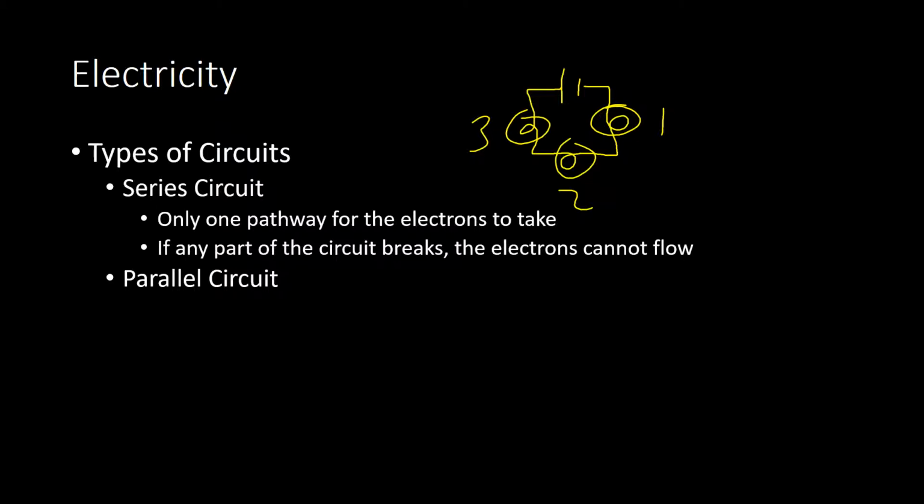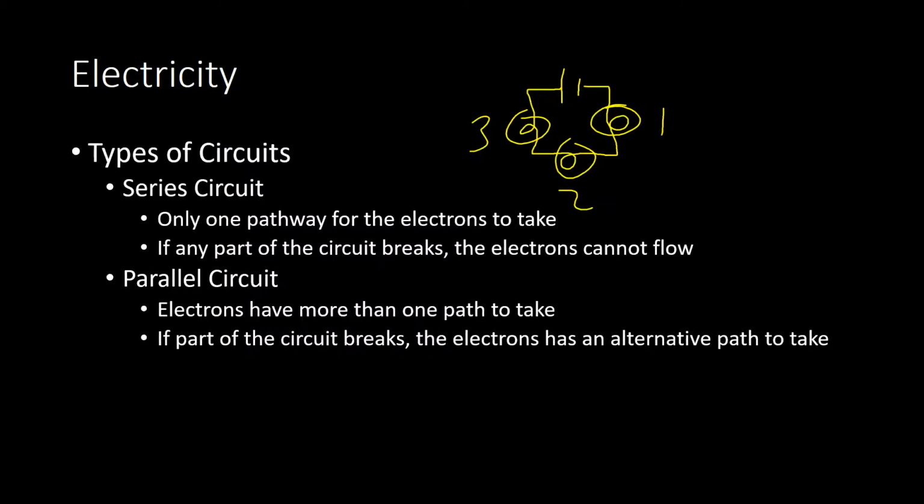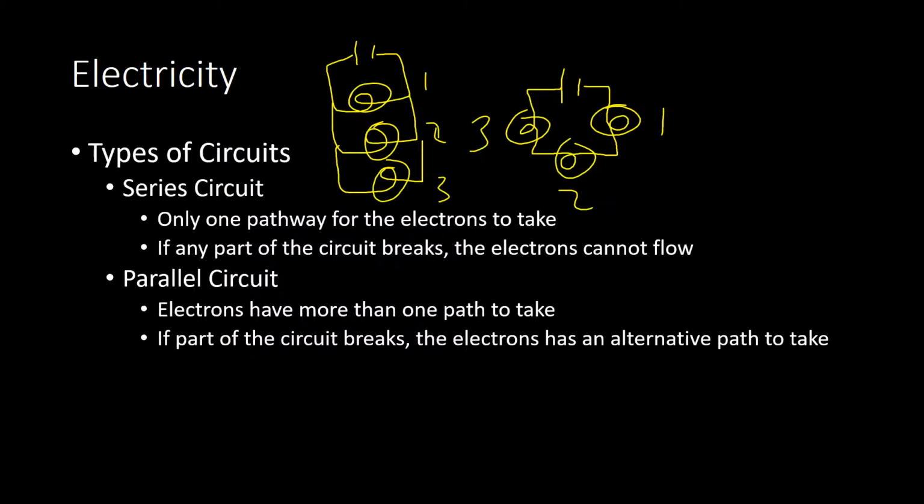Okay, the second type of circuit is a parallel circuit. In a parallel circuit, the electrons have more than one path that they can take. And so if one part of the circuit breaks, the rest of the circuit can still function fine. So if we look at a parallel circuit, okay, we oftentimes will draw this as a series of parallel lines because it kind of makes sense that way. So that's now light bulb 1, 2, and 3. Okay, so now if light bulb 1 goes out, the electrons can still continue flowing through light bulbs 2 and 3 because of the fact that they still have a full circuit to be able to get around.